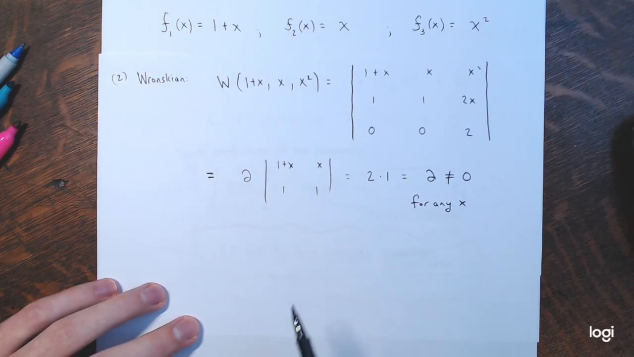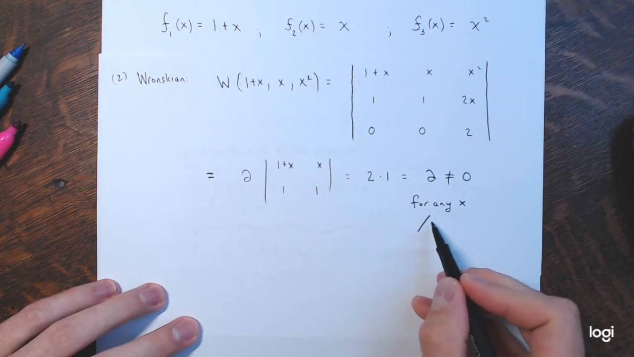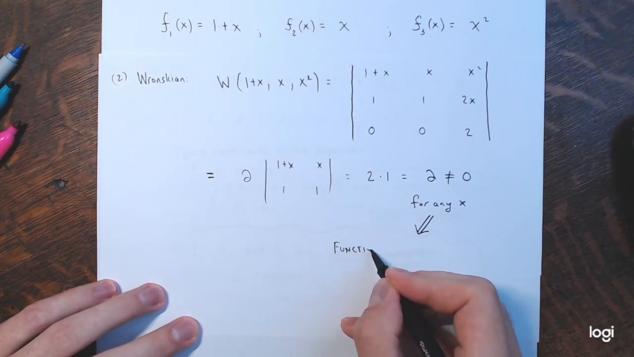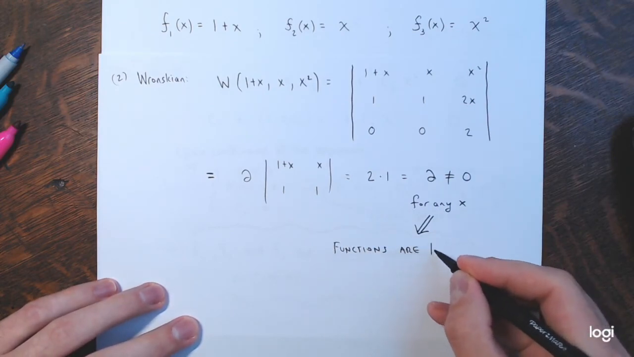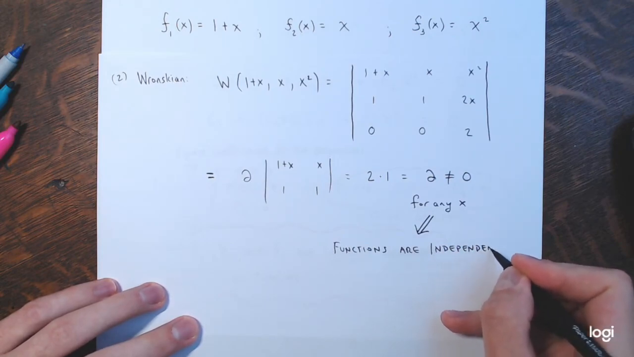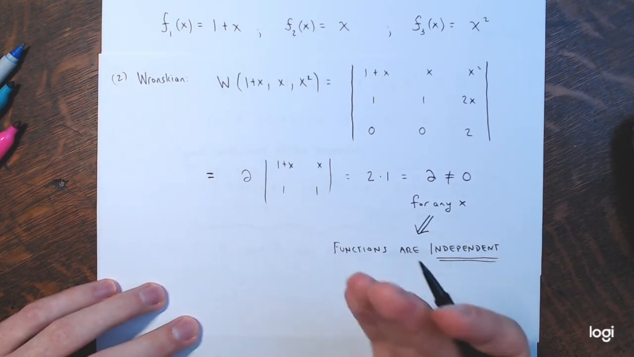This would work out as the determinant of this matrix is non-zero for any x, implying that the functions are independent of one another, right? Functions are linearly independent on this interval. Right, and you can't write one of them as a multiple of others or as a linear combination of others. You can't do that.